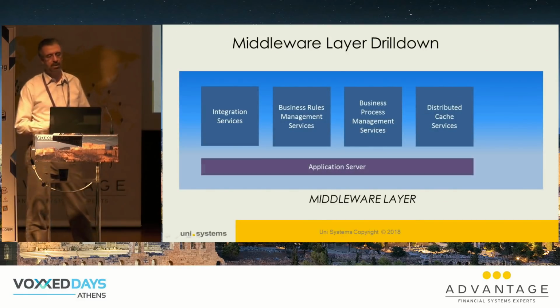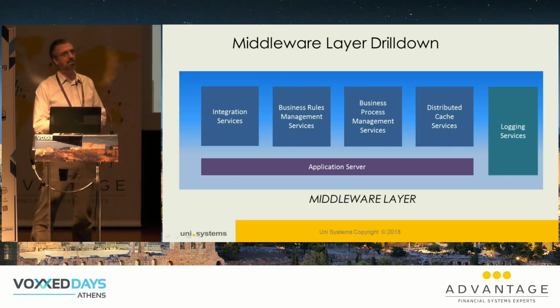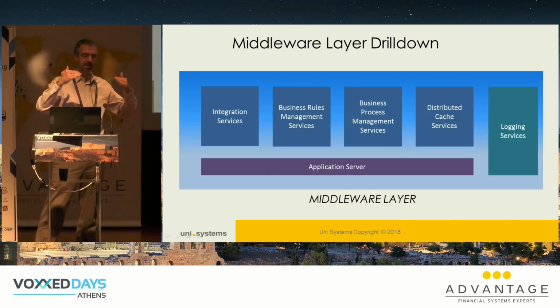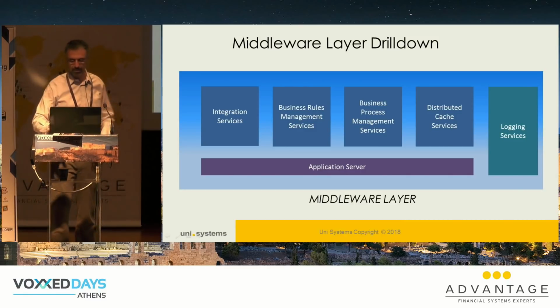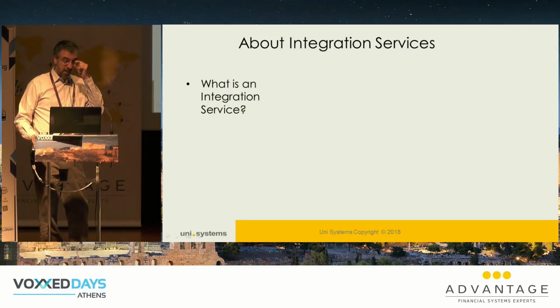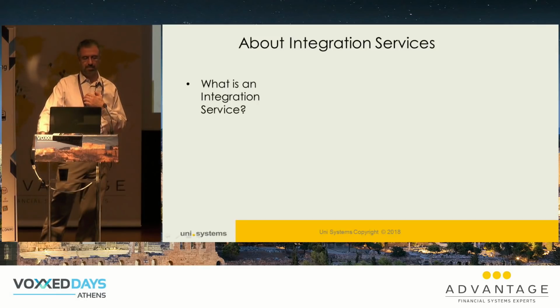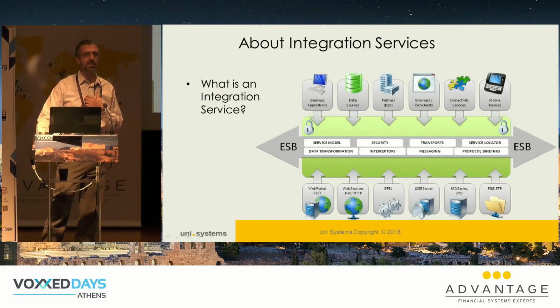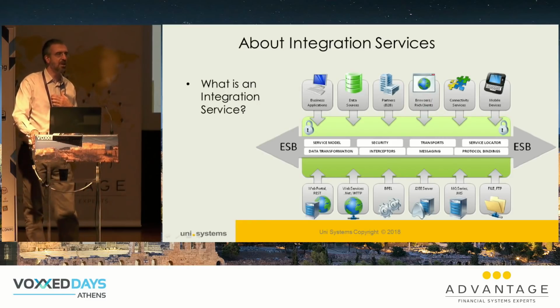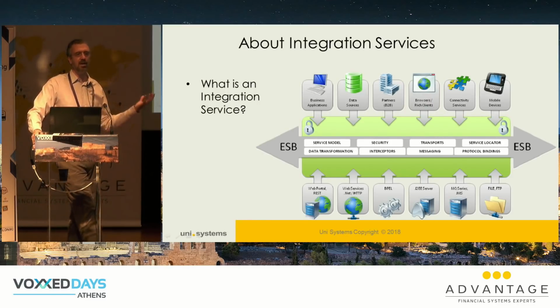So if we look into this in more detail, we have integration services, business rule management, business process management, distributed cache, an application server underneath, and also the logging services. So, integration services. What is an integration service? Many of you will think of an enterprise service bus, which is the traditional way of approaching a problem like this.